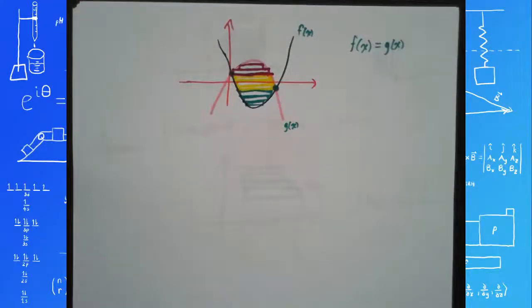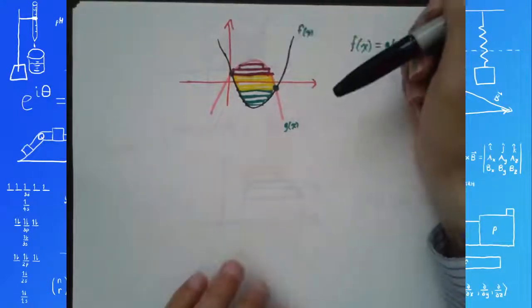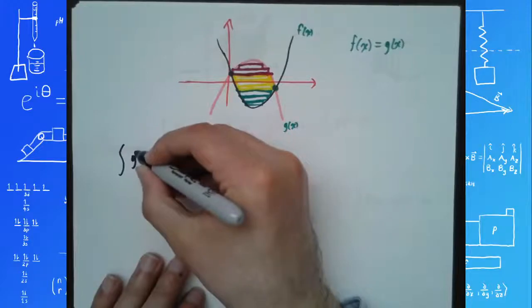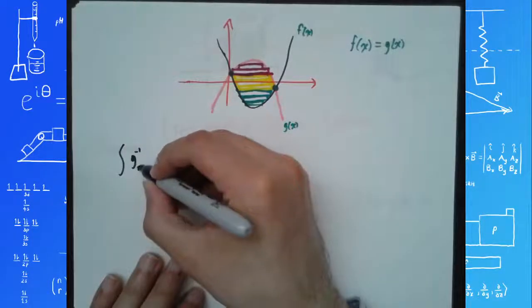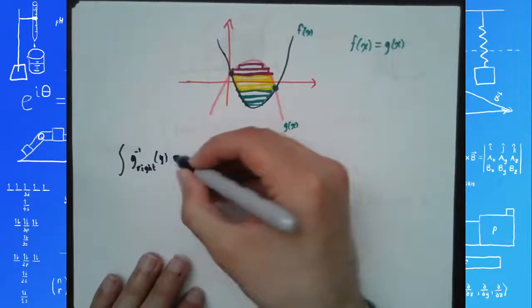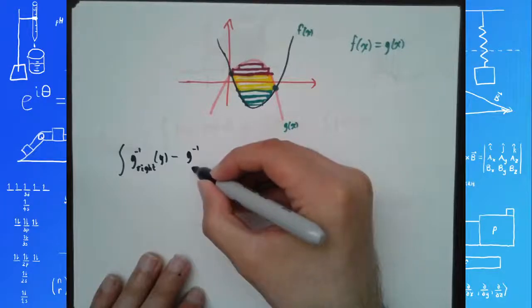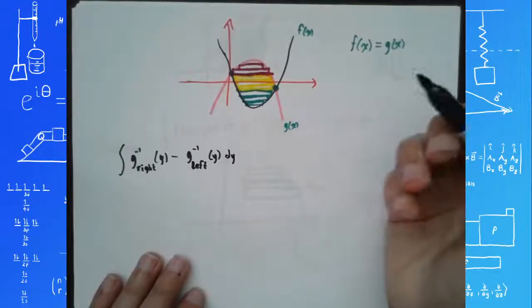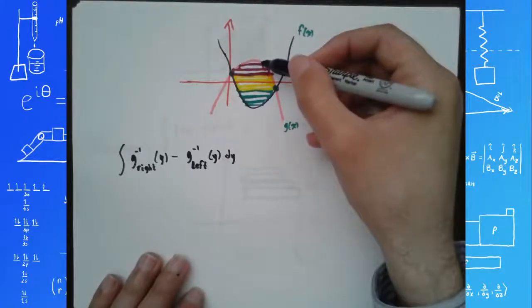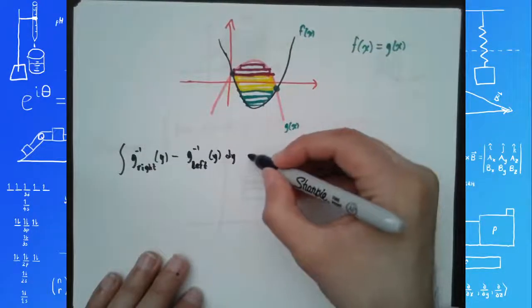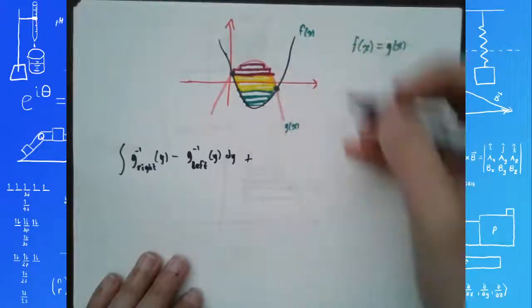So I guess we'll call them g inverse right and g inverse left. And so that would be one part of your integral. So g inverse right of y minus g inverse left of y dy. That would be the first part of your integral. No, that would be your first integral of 3 that you need to calculate the total area.